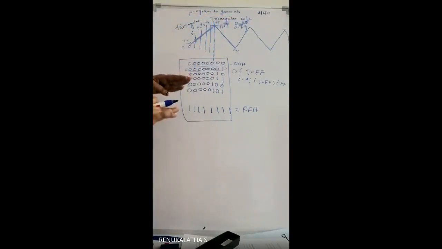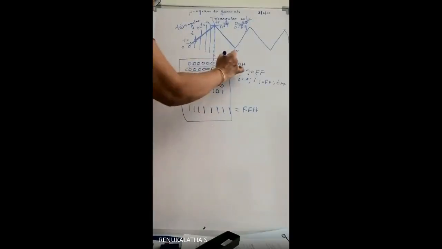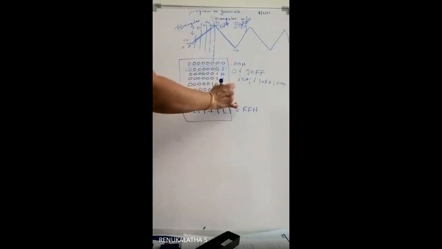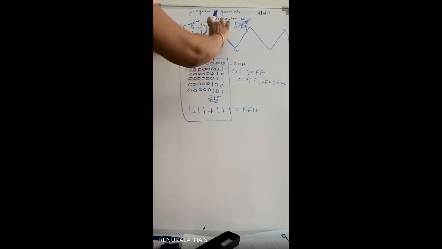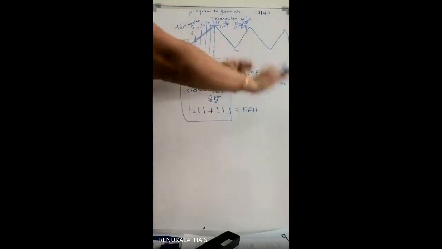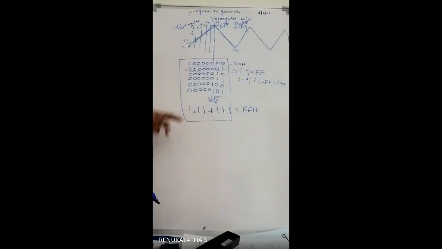Will you agree with that? Yes, ma'am. Okay. So between 0, 0, 0 and 1, 1, 1, we are very sure that there will be 255 levels. So the positive-going portion of this waveform has 255 different amplitudes or magnitudes from 0 to FF. Now, these values we have to send to the DAC, one by one. Followed this? Yes, ma'am.